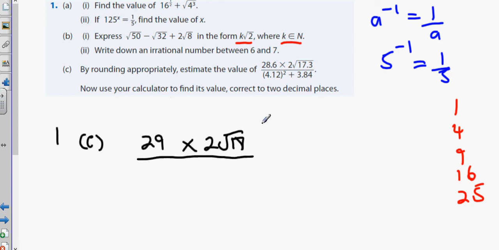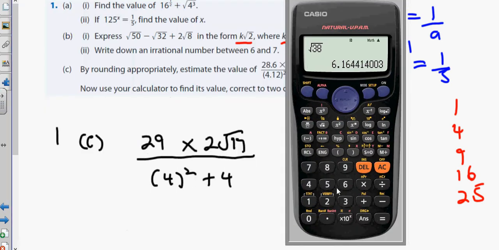I'm going to round off 4.12 to 4 squared. So just 1 second. So we'll make that root 17 a bit better. I'm going to make root 4 squared, and then plus 3.84, we can make that into a 4 as well. Now we just have to use our calculator on this, and we're going to get 29 multiplied by 2 root 17 divided by 4 squared plus 4.